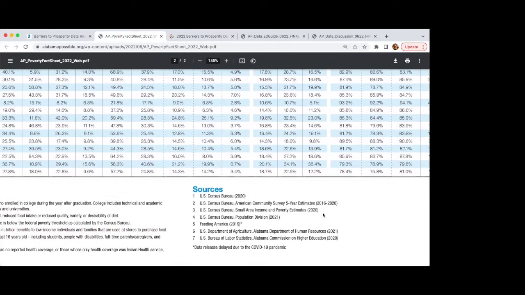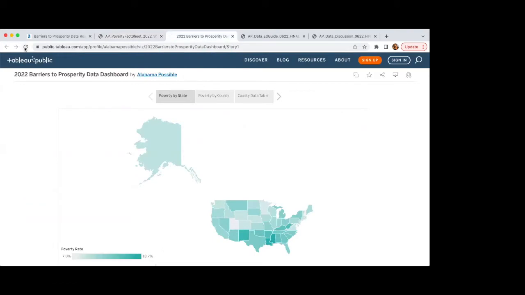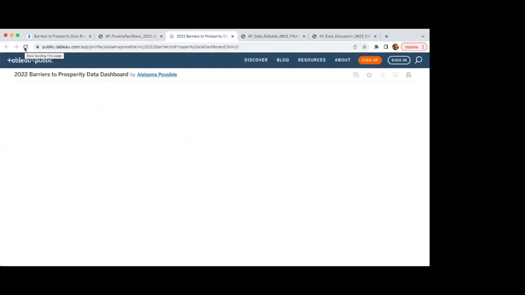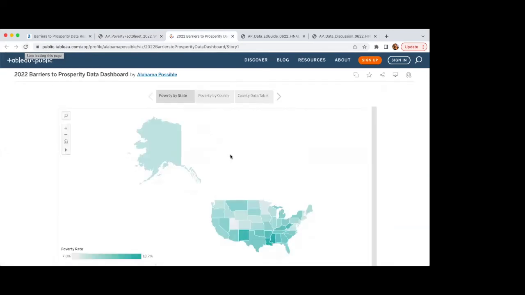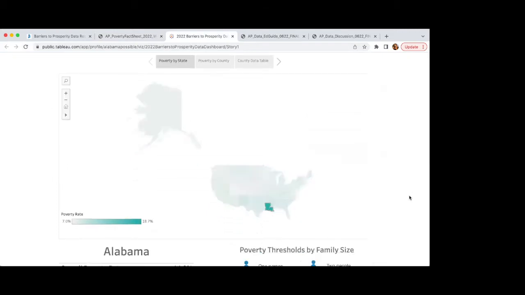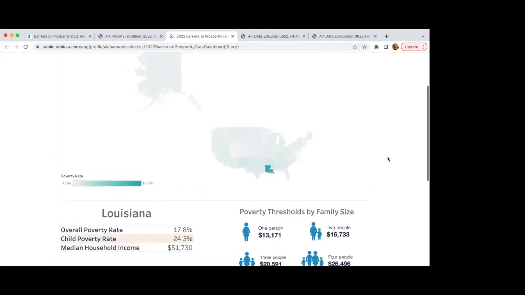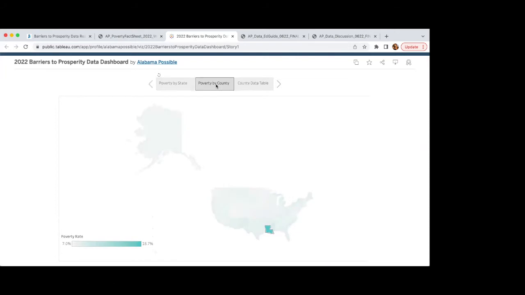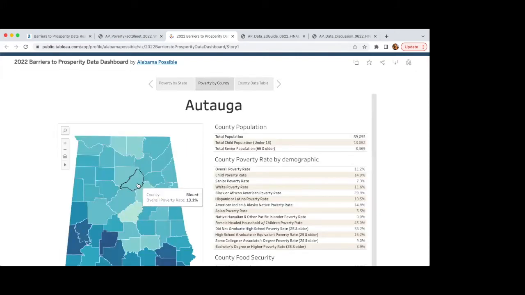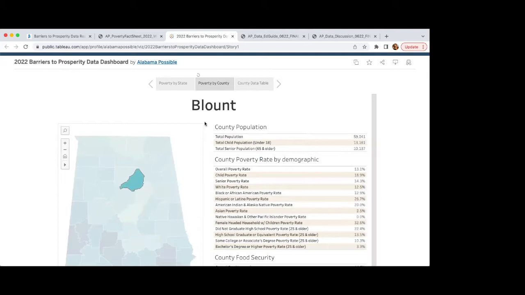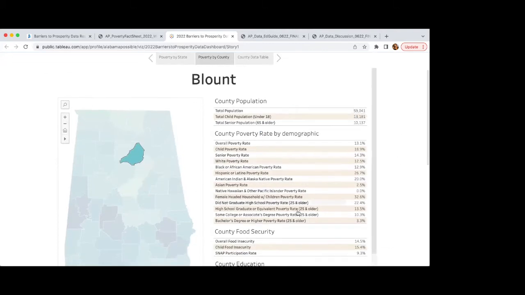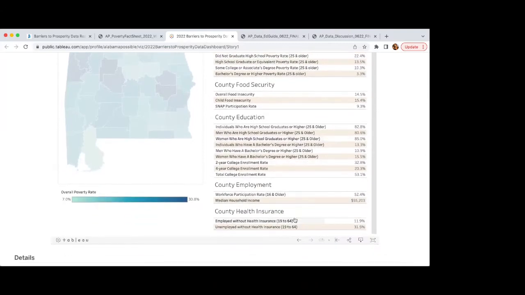So we are going to quickly turn over to our dashboard, which is basically an interactive version of the data sheet. And when you start out on the dashboard, you are on the poverty by state page. If you click any state, it will pull up that state's overall poverty rate, child poverty rate, and median household income. If you move over to the second tab, you're on poverty by county. And you can click any county in the state and it will pull up that county's different measures that you saw on the data sheet.